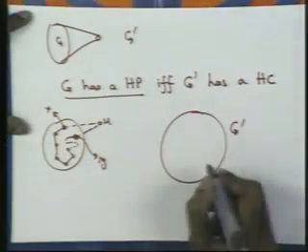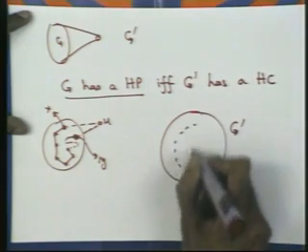And you can see that I can go the other way also. So given a Hamiltonian cycle in G prime, I can construct a Hamiltonian path in G, and the construction is similar. So here, supposing this is graph G prime, and I have a Hamiltonian cycle.